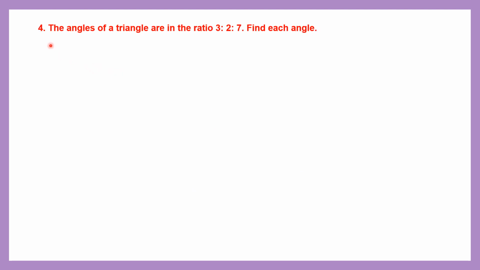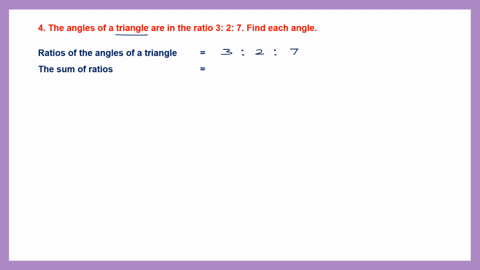Question 4. The angles of a triangle are in the ratio 3:2:7. Find each angle. Okay, so what is the ratio of the angles? The ratio will be 3:2:7. Remember, this is a triangle, so there will be three angles. That's why 3:2:7.